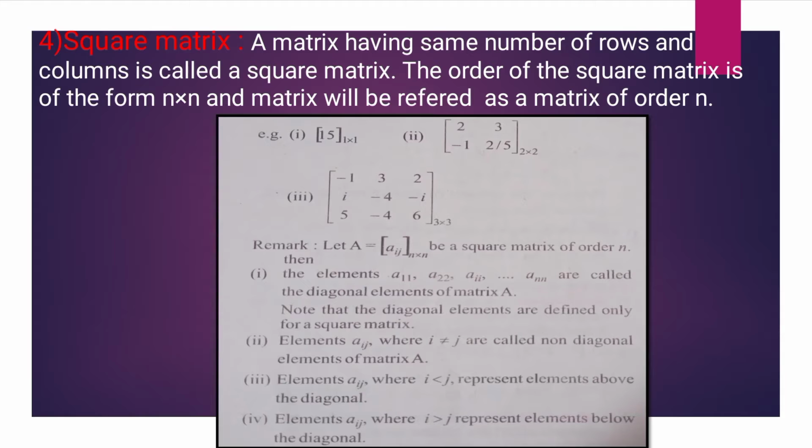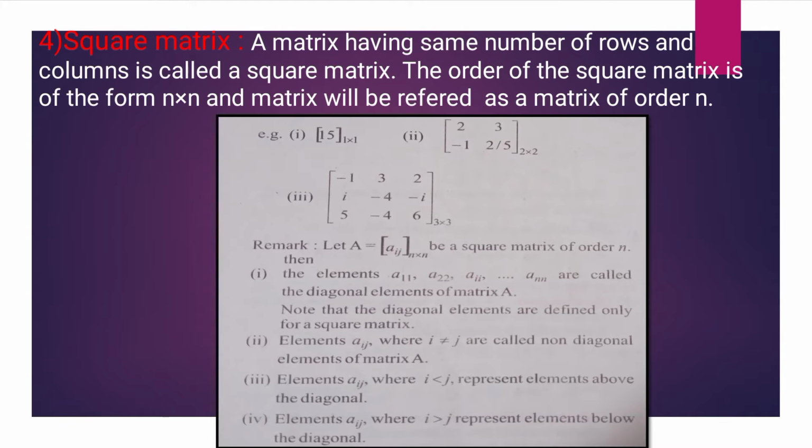Let A is equal to [aij] n cross n be a square matrix of order n. Then first, the elements a11, a22, ..., ann are called the diagonal elements of matrix A. Note that the diagonal elements are defined only for a square matrix.